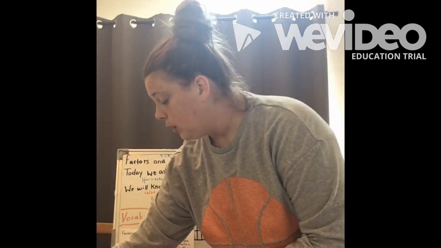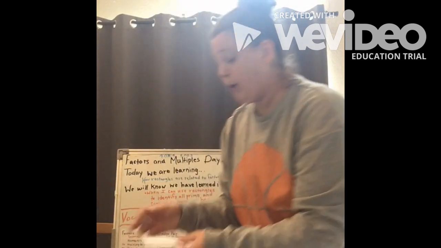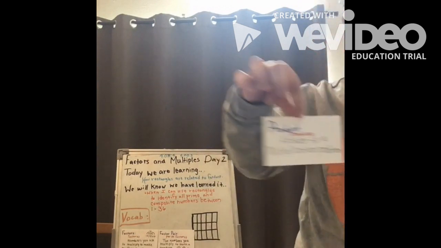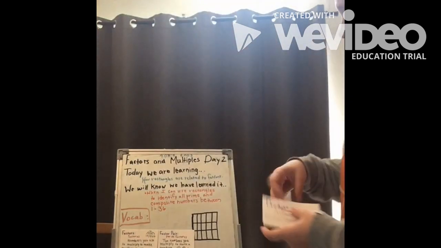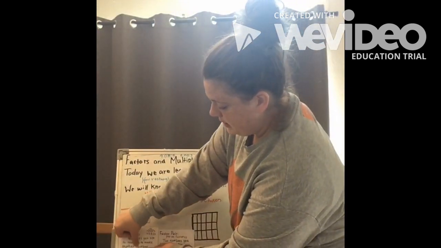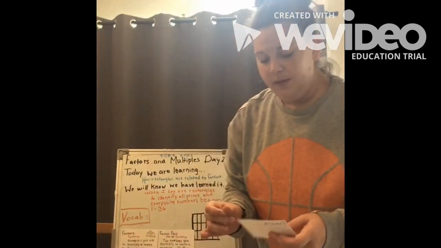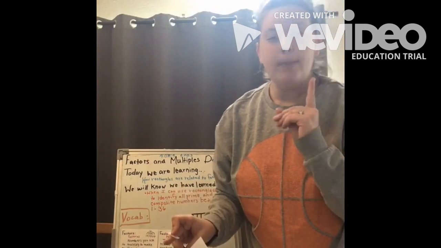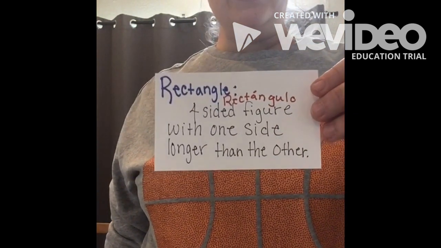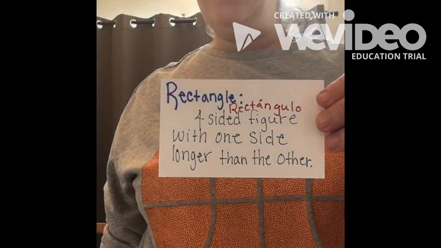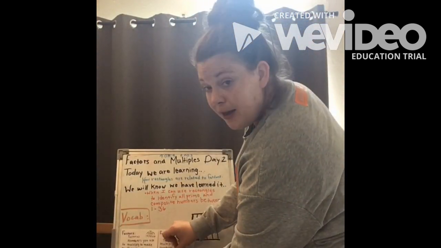Those will continue to be used throughout our lesson. A couple new words that might not be new to us, but specific for this lesson we want to remember is the word product. A product is an answer to a multiplication problem. And rectangle, which feels kind of funny because I'm sure many of you are like, I know what a rectangle is, but could you put it into words? So a rectangle is a four-sided figure with one side longer than the other. So we will put these all right here.